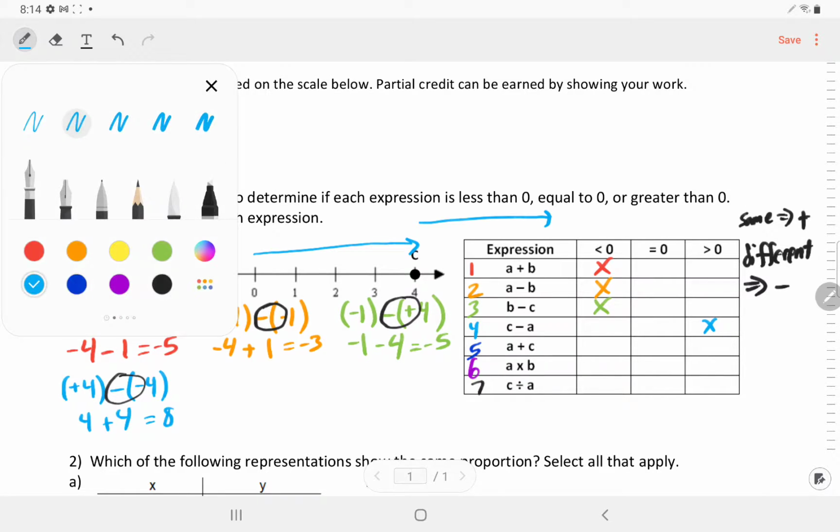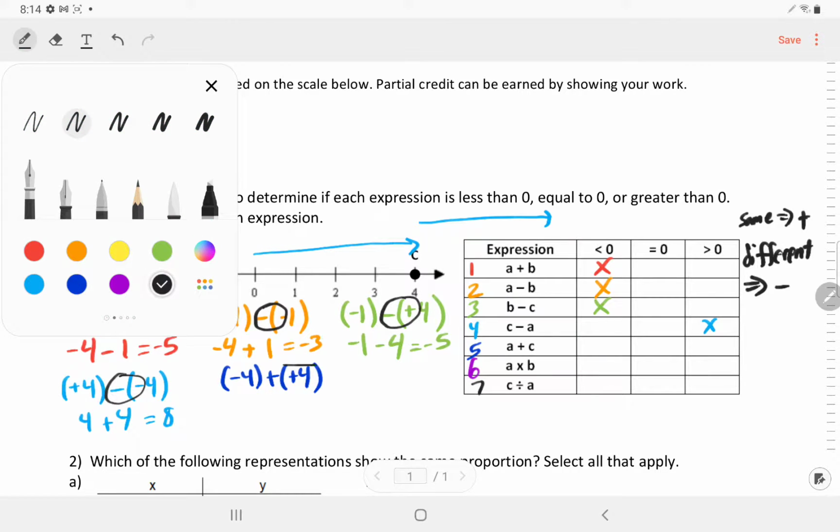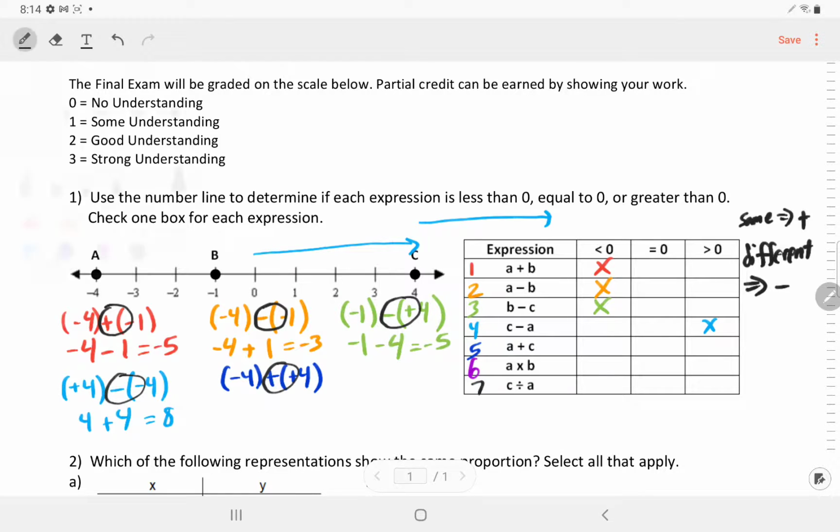And then our last addition and subtraction problem, a plus c. So a is negative 4 plus c, which is positive 4. Our signs in the middle are exactly the same. Therefore, we're doing an addition problem. So negative 4 plus 4. I go back 4 because of the negative 4, and then I add 4. And I'm back at 0. So a plus c is equal to 0.